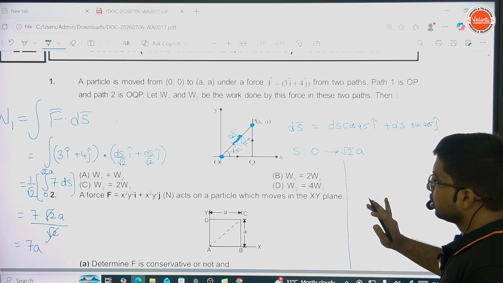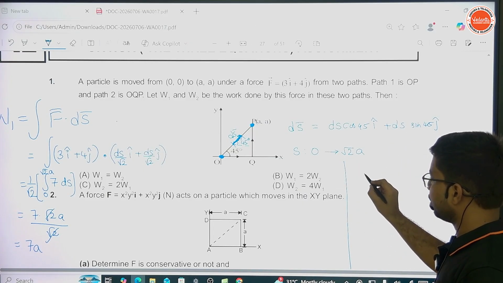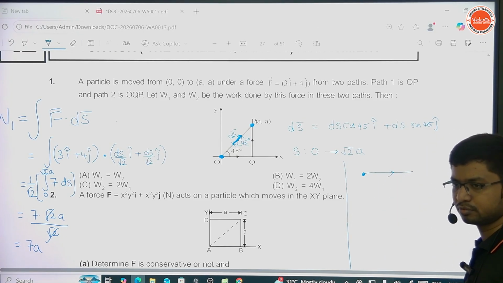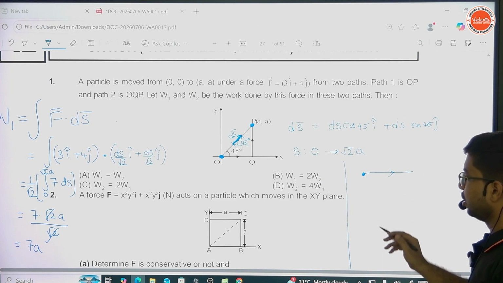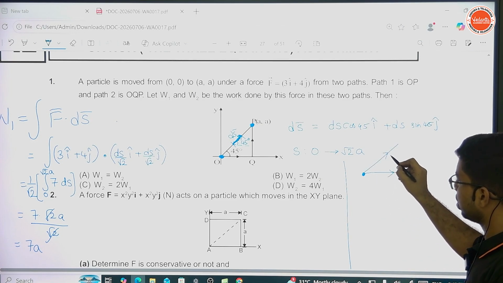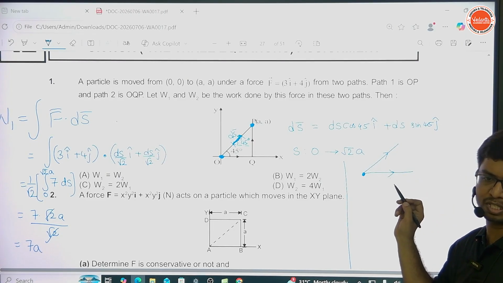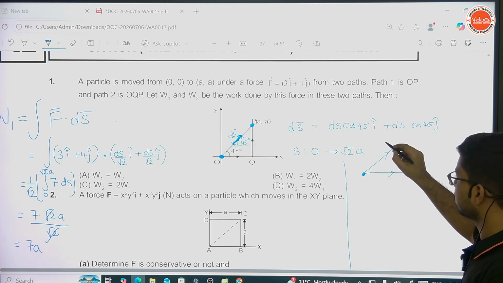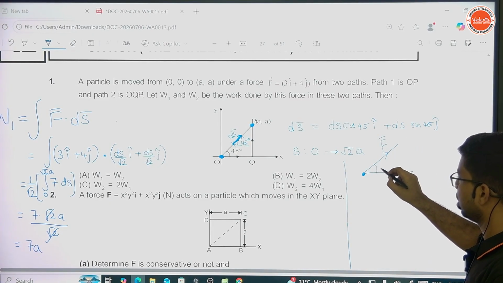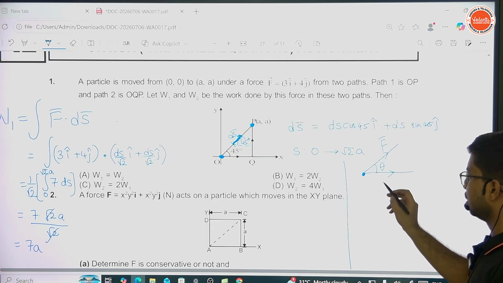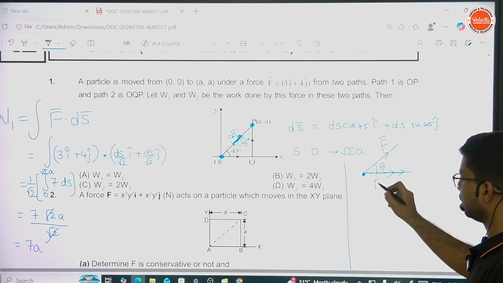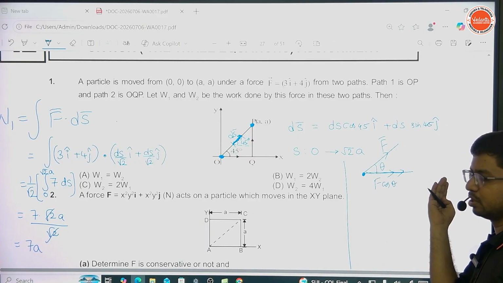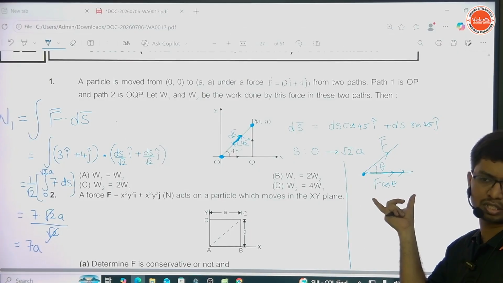Now, I'll tell you one more thing. If a particle is just moving in a straight line, then you just take the component of the force in the displacement direction and multiply it. You'll get the work done. Let us say this is f bar, and you know the angle theta over here. So what is the component of the force in the displacement direction? And you just multiply the displacement in that direction. You will get the work done in that direction.